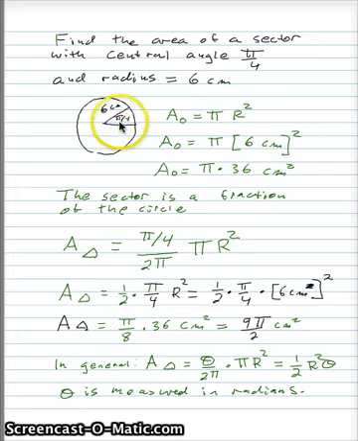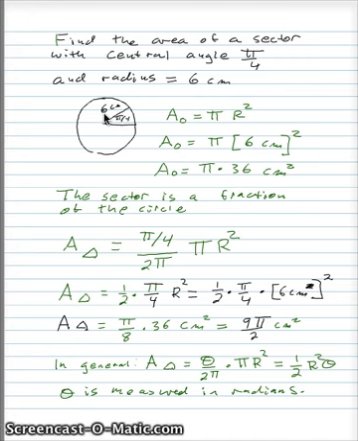But this sector is a fraction of the circle. What fraction? Maybe it's obvious, right? It's 1/8. 45 degrees, right? 2 of them make 90. 8 of them make an entire pizza. So we have 1/8 of the entire circle. So you could jump right there.